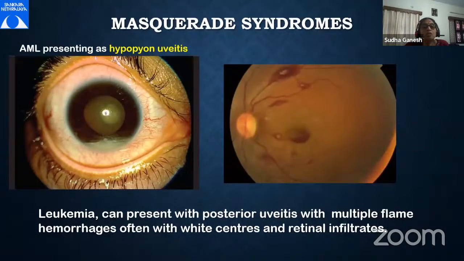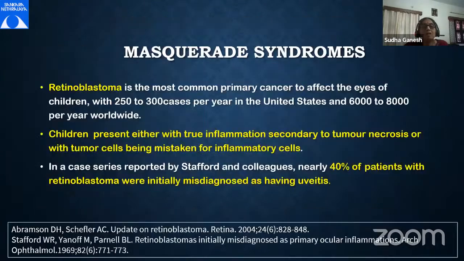This was a patient with acute myeloid leukemia presenting with a hypopyon uveitis. Leukemia can also present with a posterior uveitis with multiple flame-shaped hemorrhages with white centers and retinal infiltrates.